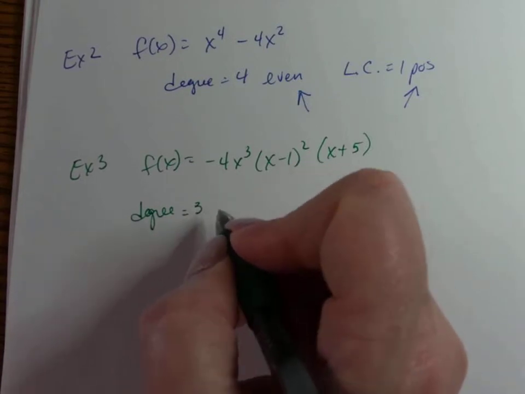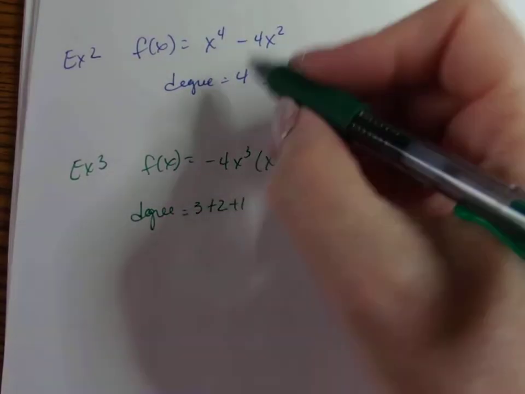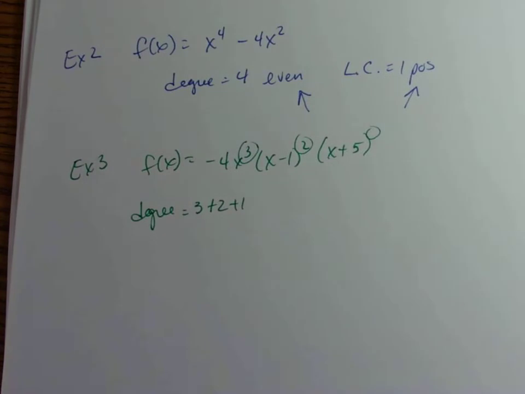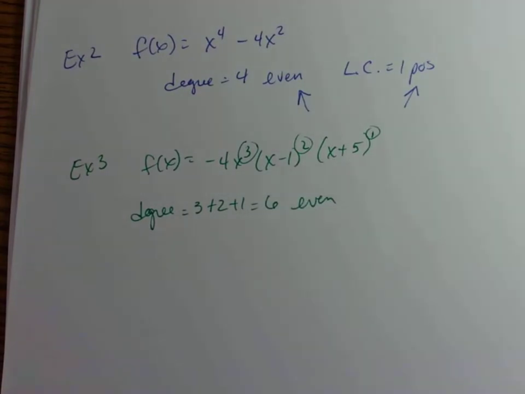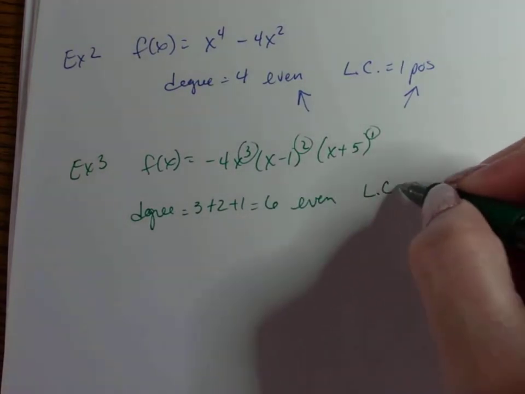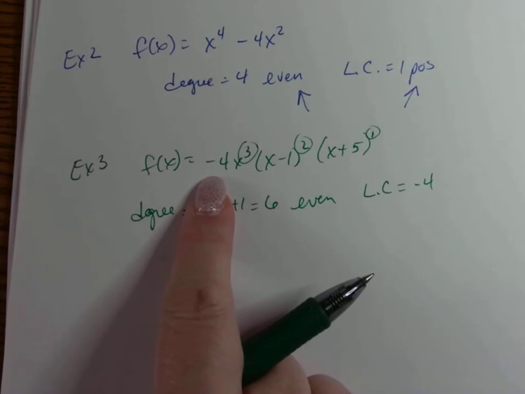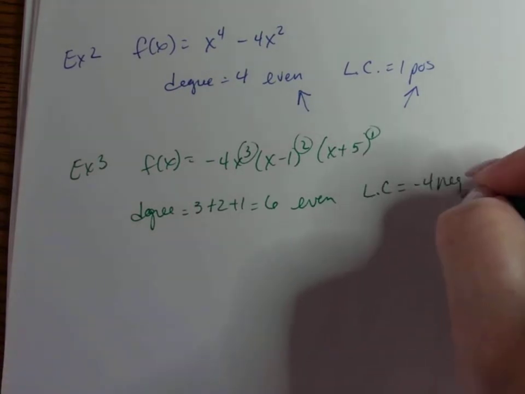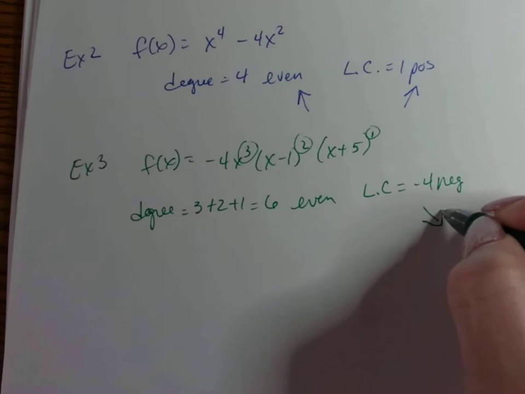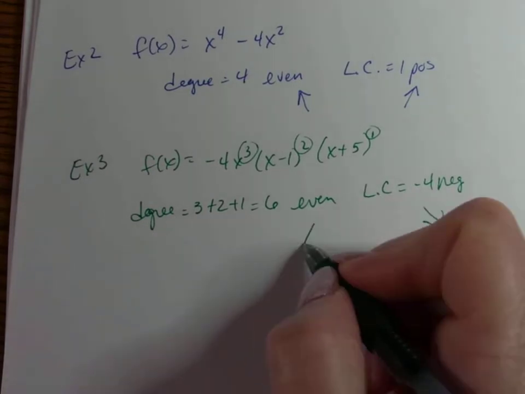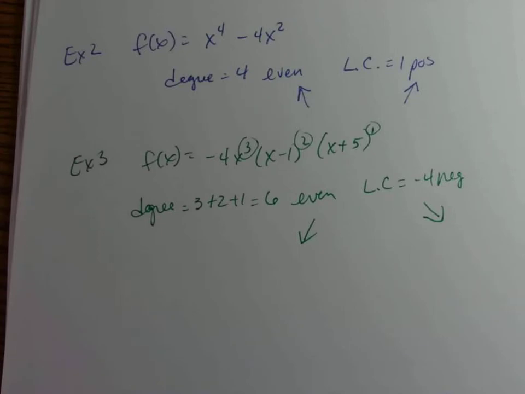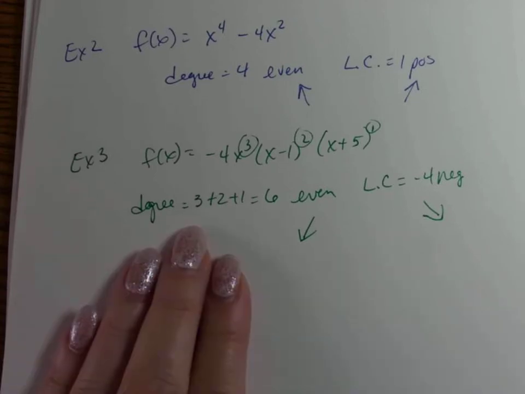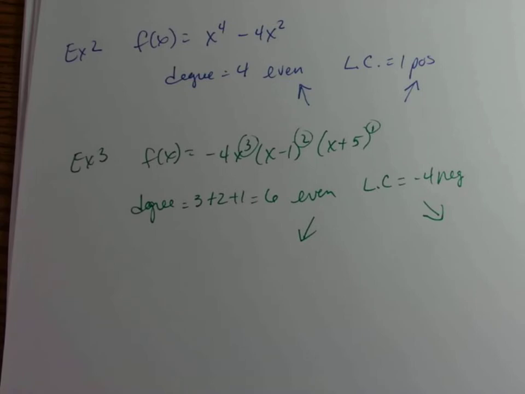So we have 3 plus 2 plus 1. The number's sitting right there, and when you don't see a number, you know that's going to be a 1. So 3 plus 2 plus 1 gets us 6, which we know is an even number. And our leading coefficient happens to be equal to -4, but what we care about is that it is negative. The negative tells us it will go down, and the fact that it's even tells us that it will go the same direction. Okay, so that's how you're going to figure out the degrees, and you're going to figure out your end behavior for your graphs.